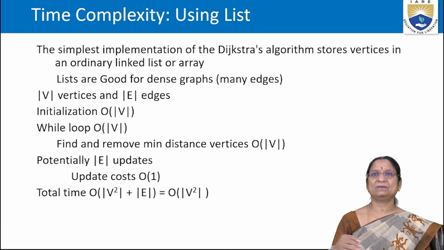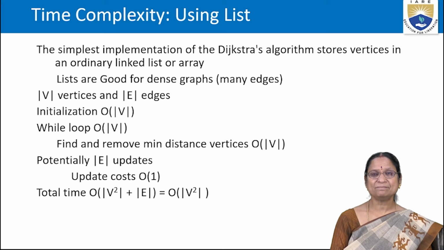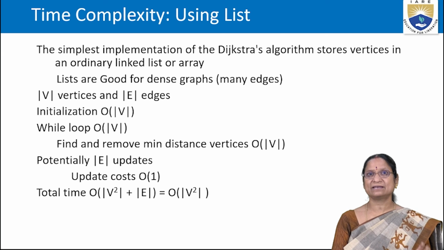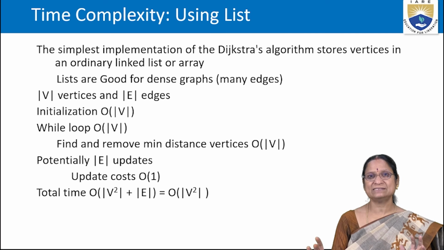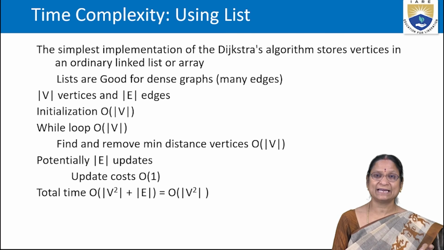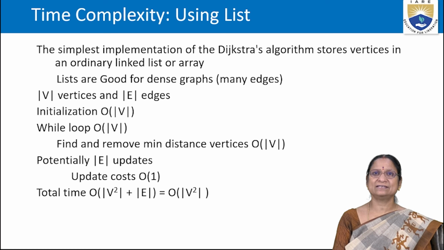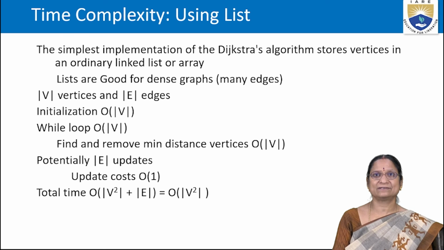Based upon that, there will be a change in the complexity of the algorithm. The simplest implementation of Dijkstra's algorithm stores vertices in an ordinary linked list, that is, an adjacency list or an array. Lists are good for dense graphs. Dense graph means more vertices, completely connected graphs, etc. And an array is more useful for a sparse graph, with fewer edges, lesser than mod v square. You can consider it as an array representation.